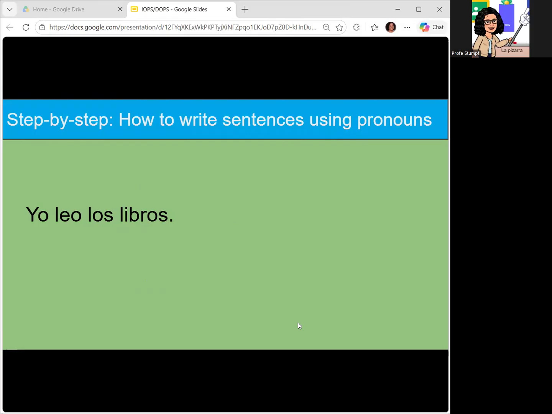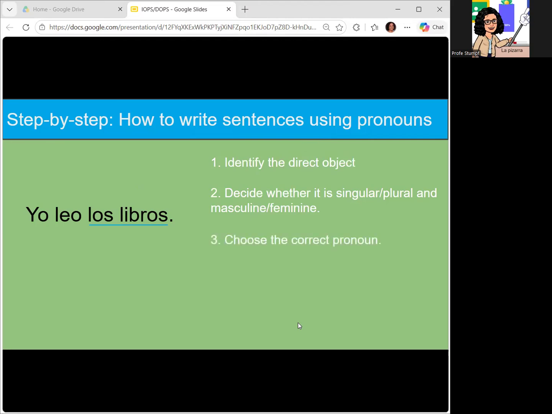Yo leo los libros. So los libros is what you're looking to replace. That is the direct object. So it would be los because it's plural masculine. Second step would be to decide whether it's singular, plural, masculine, feminine. I kind of already talked about that. So it's going to be plural masculine. Third step, choose the pronoun, which is going to be los in this case.